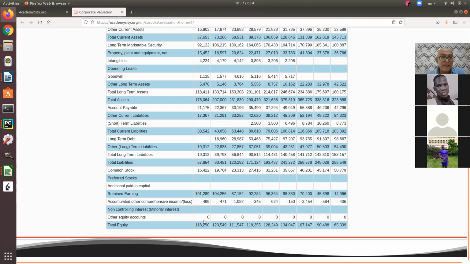Let's look at the retained earnings of Apple. What happened in Apple's retained earnings? Well, it used to be 101 billion, and it becomes only 14 billion. Wow, what does that mean? What is retained earnings? We defined it in the first class.